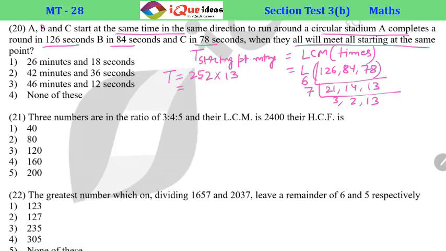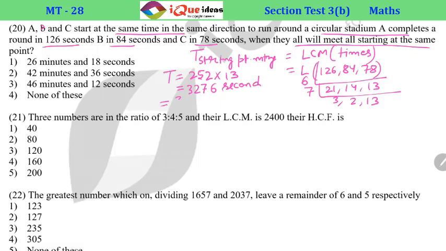So multiply carefully. 13 into 2 is 26, 13 into 5 is 65 and 2 is 67. So 6 carry, 26 and 6 is 32. So 3276 seconds, right? Here it is given in minutes, so divide by 60.